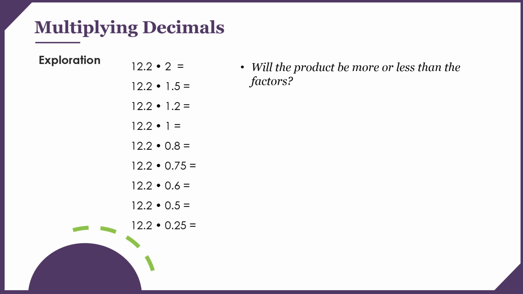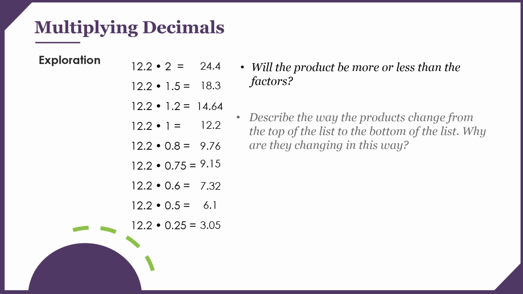I give students problems like these, and I would normally let students use calculators to find the answers here because the focus is not on the calculations. I want them to get the answer quickly so they can spend more time thinking about those products. They find the solution to each problem, and we ask them to make some observations like these. Describe the way the products change from the top of the list to the bottom of the list. Why are they changing in this way?